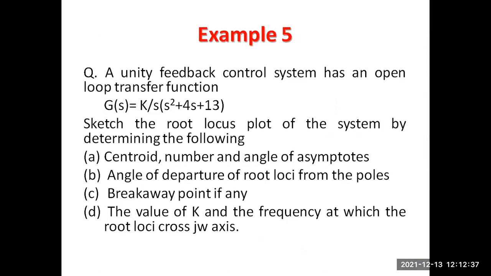G(s) equal to K divided by s into (s square plus 4s plus 13). Sketch the root locus plot of the system by determining the following. Number 1, centroid, number and angle of asymptotes, angle of departure of the root loci from the poles, breakaway point if any, the value of K and the frequency at which the root loci cross the imaginary axis. So all these things we have done. Okay, all these questions we have solved.